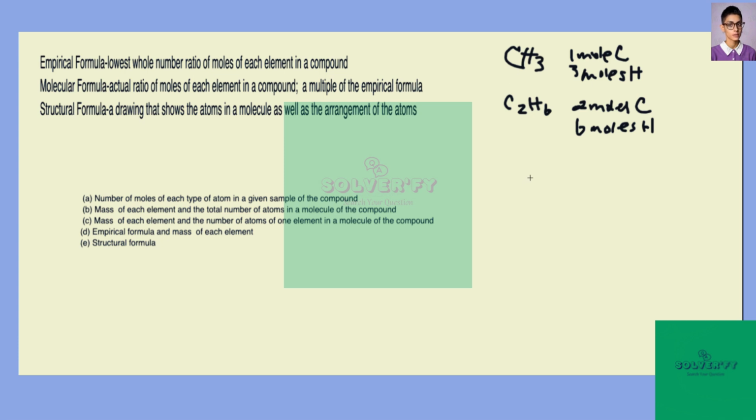Finally, a structural formula is a picture or a drawing that shows how everything is arranged in the atom. So this is usually the molecular formula, but drawn as a picture. So this would be an example of a structural formula, where you have 2 carbons and 6 hydrogens around each carbon.